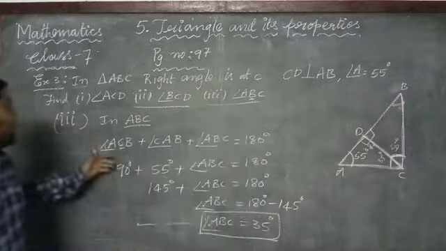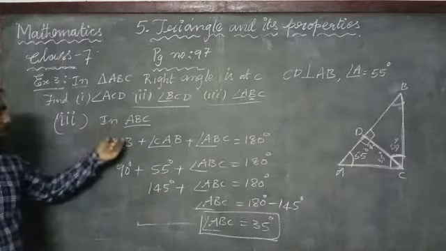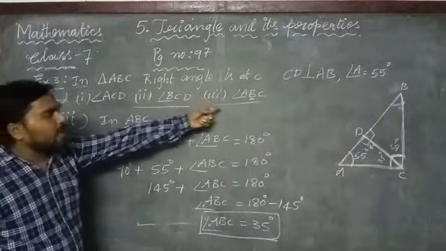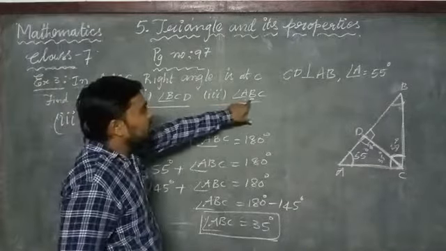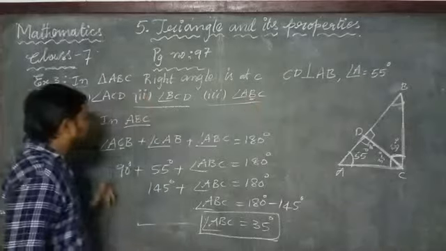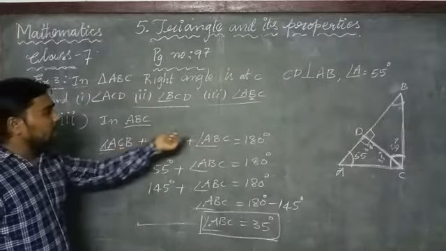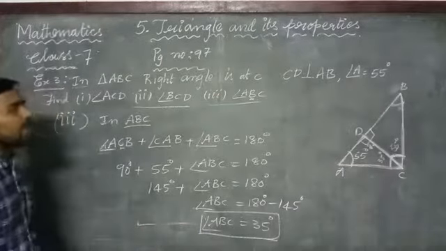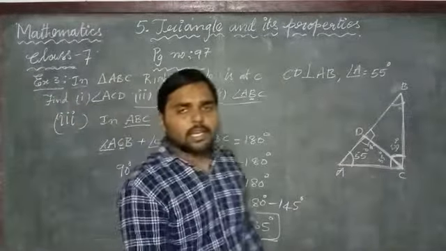Once again, in triangle ABC, if you write the angles like this, we can get the angle ABC. Here it is representing the angle at B. If you write like this, then we will get angle B, or angle ABC. In the next class we will see the exercise problems.